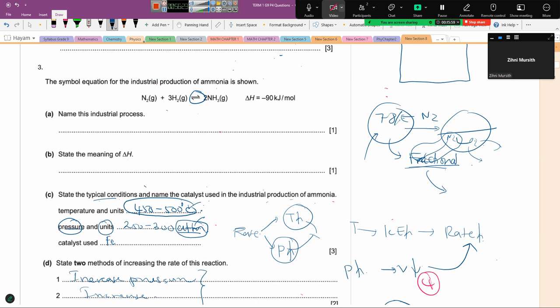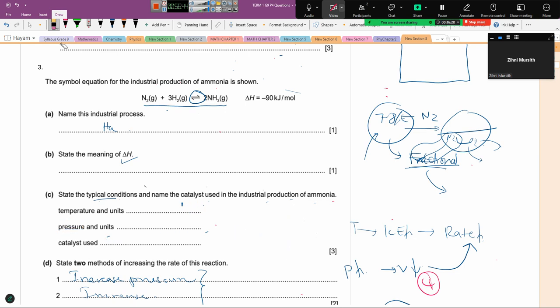So the symbol equation for this industrial production of ammonia is shown. They will just give the equation. Now this is an exothermic reaction. Name of this industrial process? Haber process. Now state the meaning of delta H. That is also okay.